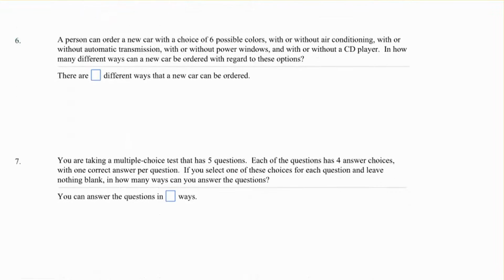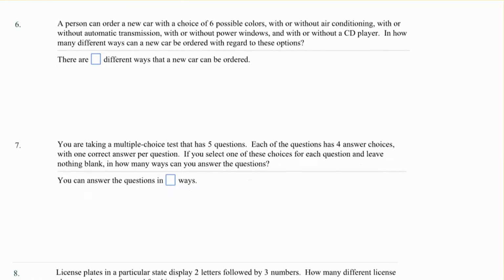Number 6. A person can order a new car with a choice of 6 possible colors, with or without air conditioning, with or without automatic transmission, with or without power windows, and with or without a CD player. In how many different ways?